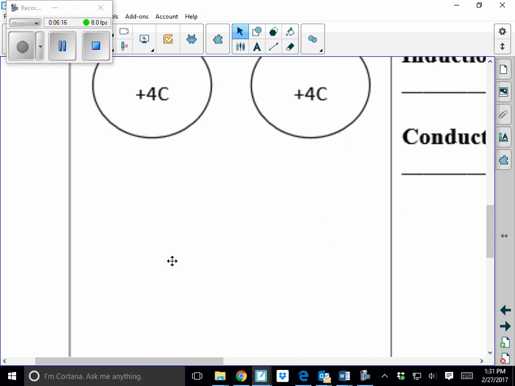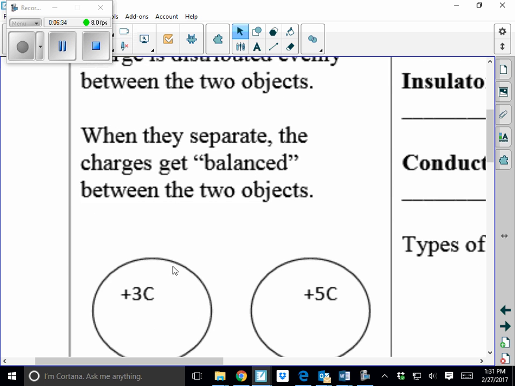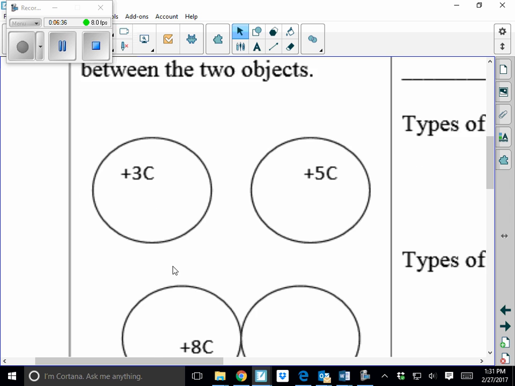Now, what I would like to briefly show you about is conservation of charge. When two objects touch, which is called conduction, the charge is distributed evenly between the two objects. When they separate, the charges get balanced between the two objects. Let me show you how, and then I'll explain why.